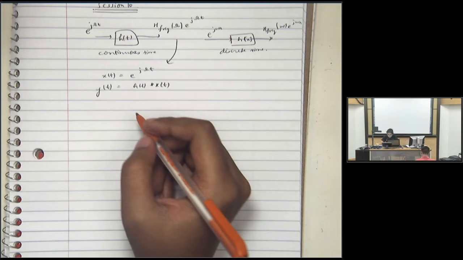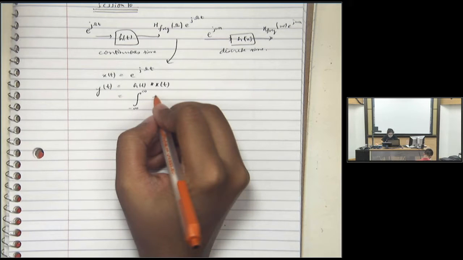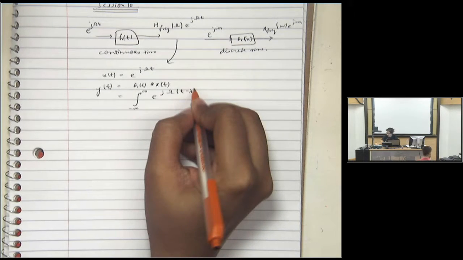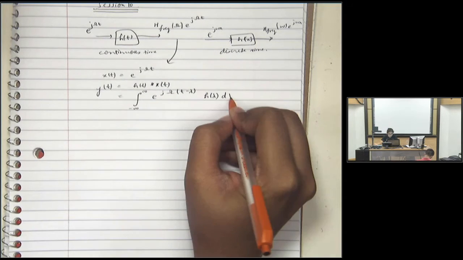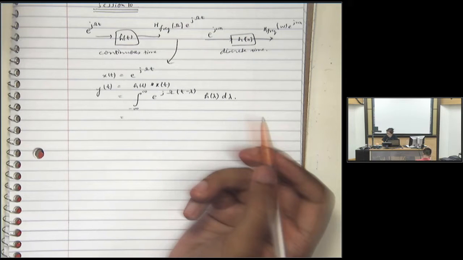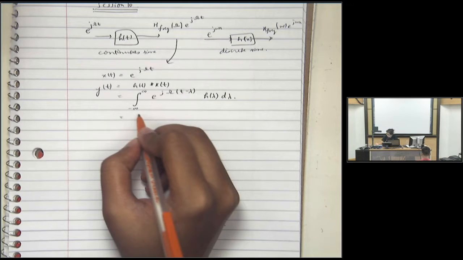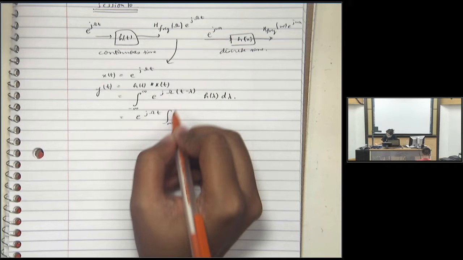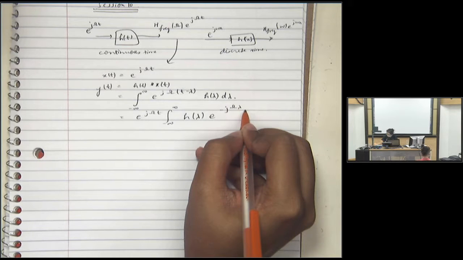Okay. Now expanding on this, we know how to take the convolution. So it's x of t minus lambda and h of lambda d lambda. I can either go x of lambda and h of t minus lambda, either way. Okay. Now next thing is that I can pull out the t. So I have e raised to j omega t times the integral from minus infinity to infinity of h of lambda e raised to power minus j omega lambda d lambda.